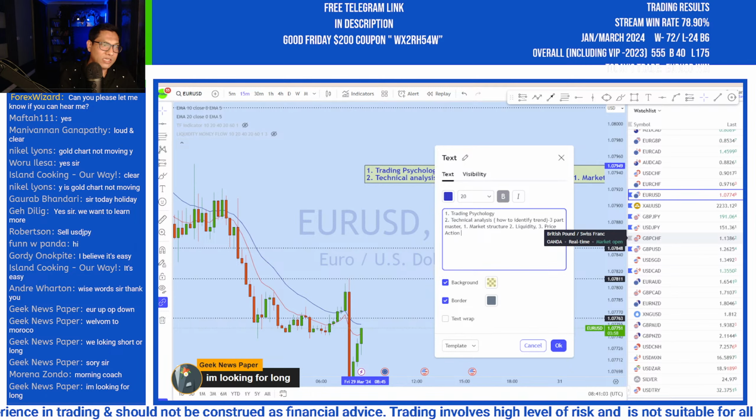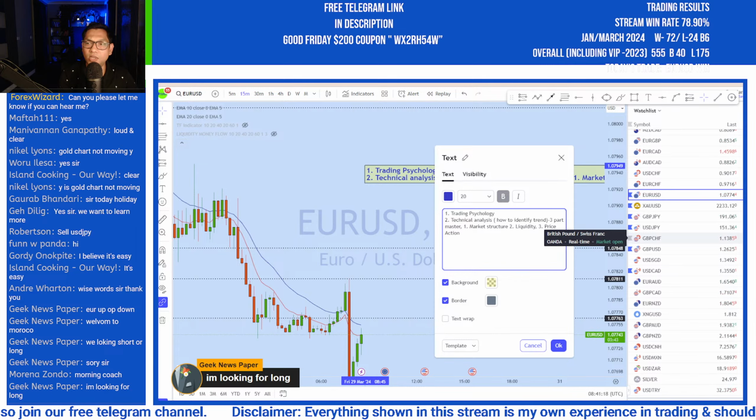Number two is the liquidity. When you know the liquidity, you know which way the institutional trader is planning to move the market. So you align your trade with the direction of the trend, and then you align your trade with the institutional order flow. Guys, nothing will work other than the liquidity.